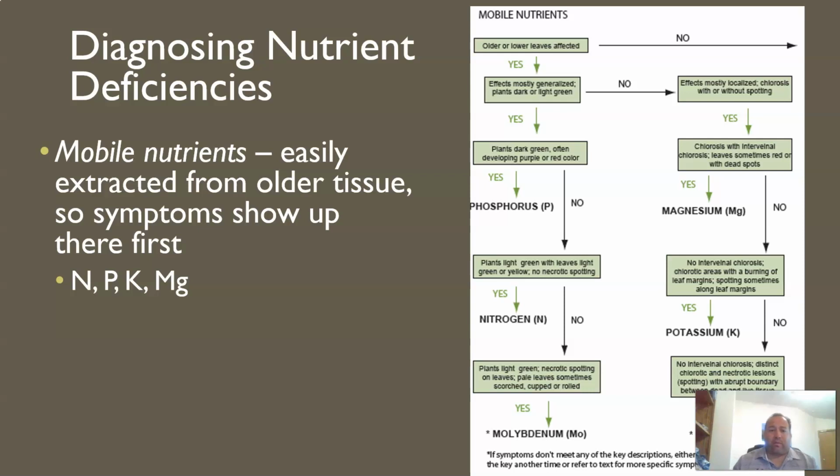So when we're trying to diagnose nutrient deficiencies, we want to think about mobile nutrients. So they're easily extracted from the older tissues. Symptoms will show up there first. So which ones are mobile nutrients? Nitrogen, phosphorus, and potassium, and then also magnesium. Those ones are the mobile ones, so the symptoms usually show up there first.